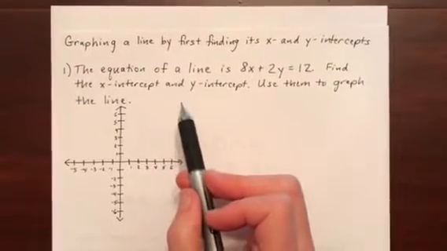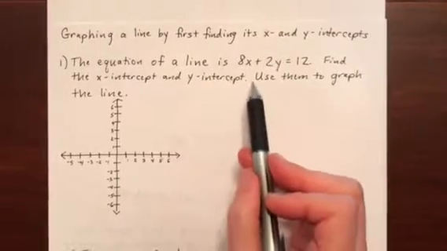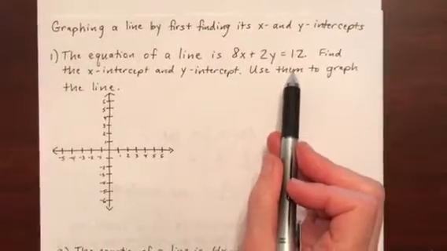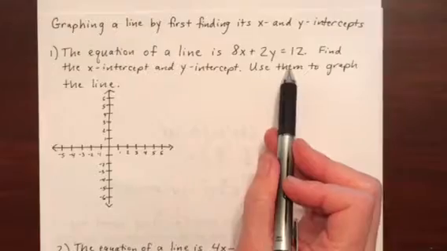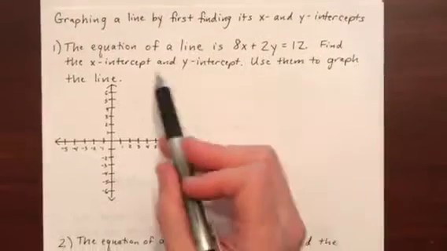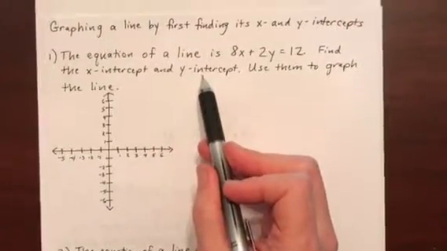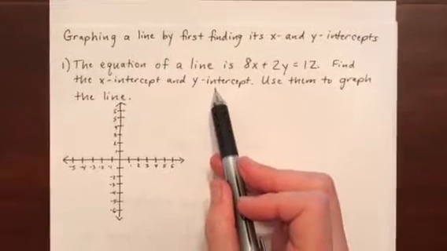Our first example says, the equation of a line is 8x plus 2y equals 12. That's the standard form of the line. Find the x-intercept and y-intercept. Use them to graph the line.